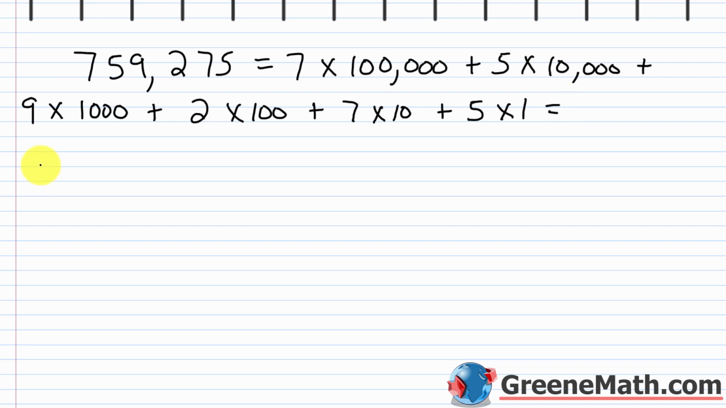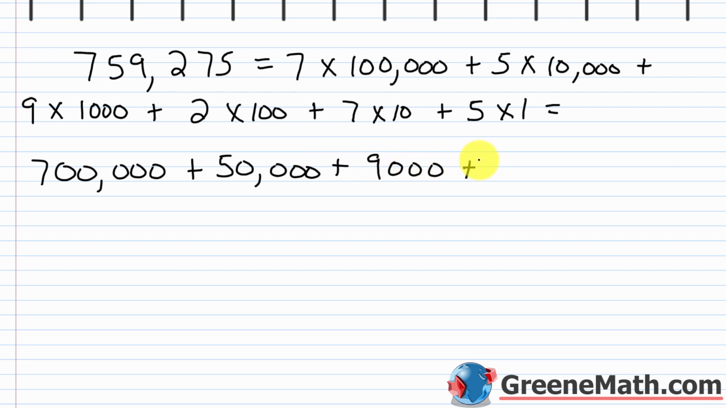7 times 100,000 is 700,000. Plus 5 times 10,000, that's 50,000. Plus 9 times 1,000, that's 9,000. Plus 2 times 100, that's 200. Plus 7 times 10, that's 70. And then lastly, plus 5 times 1, that's 5.